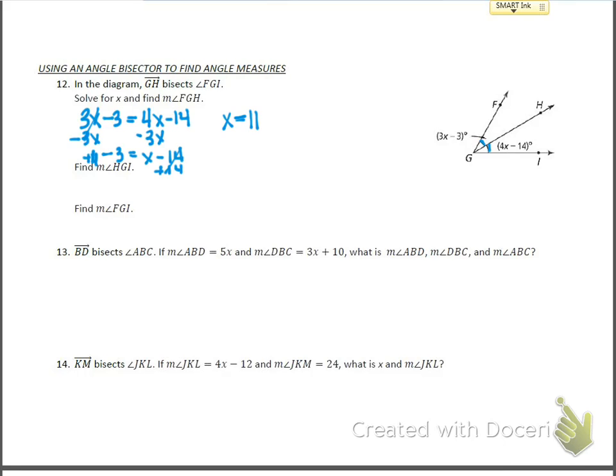11. Good. Now, did the question ask us to solve for x? Yes. So I'm going to box it because that actually is an answer they were looking for. But what else does it want us to find? The measure of angle FGH. Okay, so then the measure of angle FGH is 3x minus 3. So 3 times 11 minus 3. So that's 33 minus 3, which is 30.